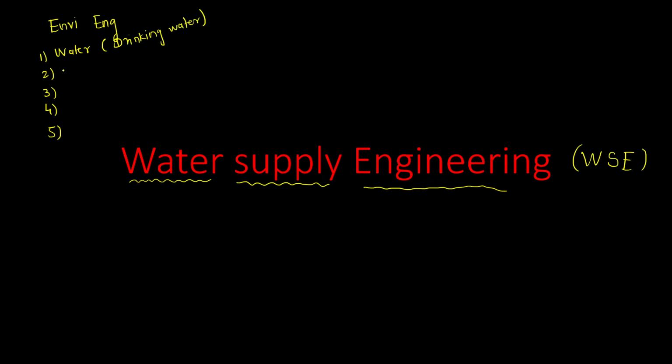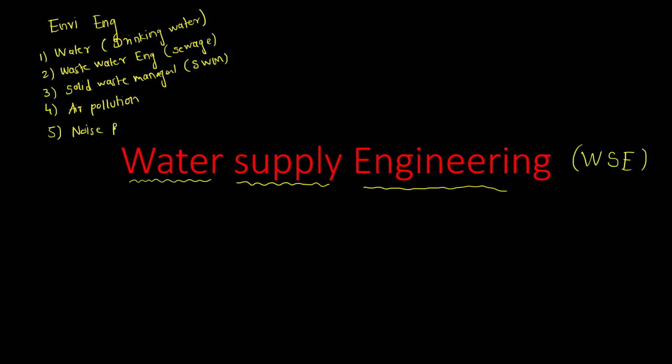Then the second subject is wastewater engineering. It deals with all the sewage. Then the third part in environmental engineering is solid waste management, that is SWM. And the fourth and fifth are minor topics, but right now they are in the news. That is air pollution, and the last one is noise pollution.